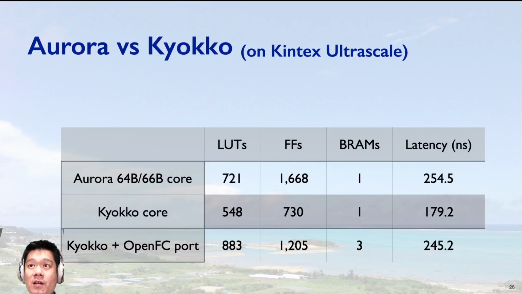And this result is about the serial link, Aurora, and our implementation, Kyokko. The Kyokko core has a user logic interface similar to Aurora, but it's smaller and its latency is lower. It's smaller even with the OpenFC port adapter. So using Kyokko is currently a very good solution for multiple FPGA systems.